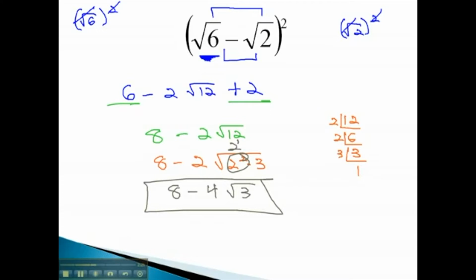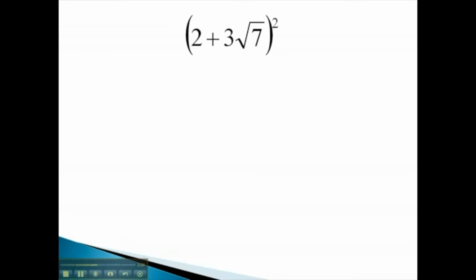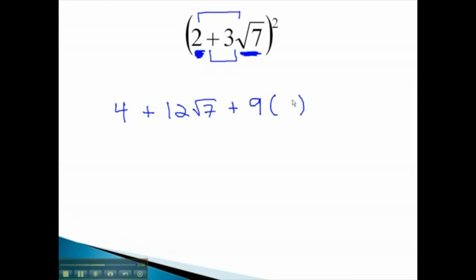Let's take a look at another problem where we have to square a binomial using the shortcut pattern. Again, we'll start by squaring the first number. 2 squared is 4. Then we take twice the product. 2 times 3 root 7 is 6 root 7. It's there twice, so 6 and 6 gives us positive 12 of these root 7s. Finally, we'll square the last term. 3 squared is 9, and when we square the square root of 7, the square root and squared are inverses, leaving just the 7.